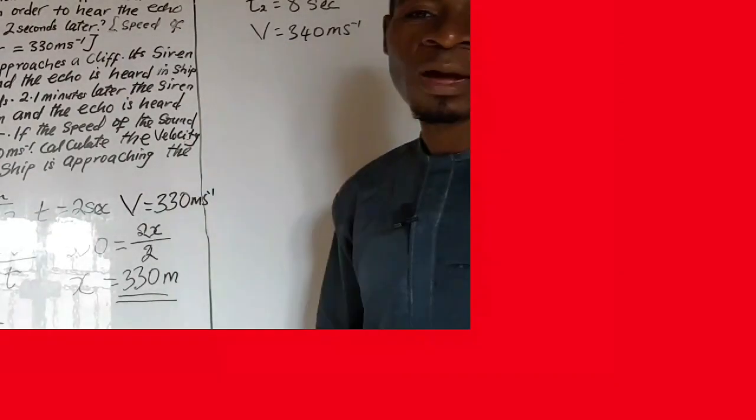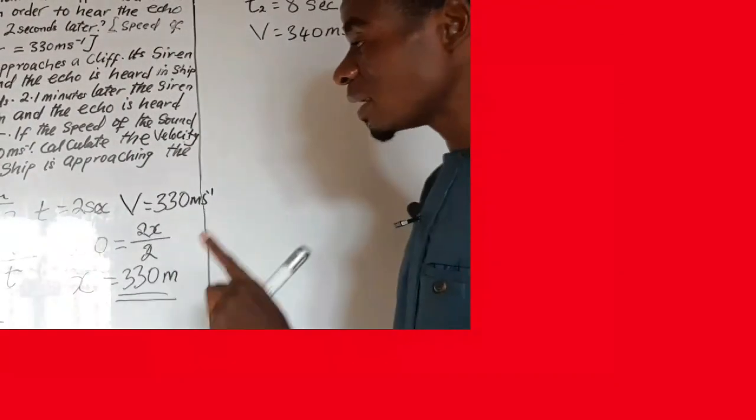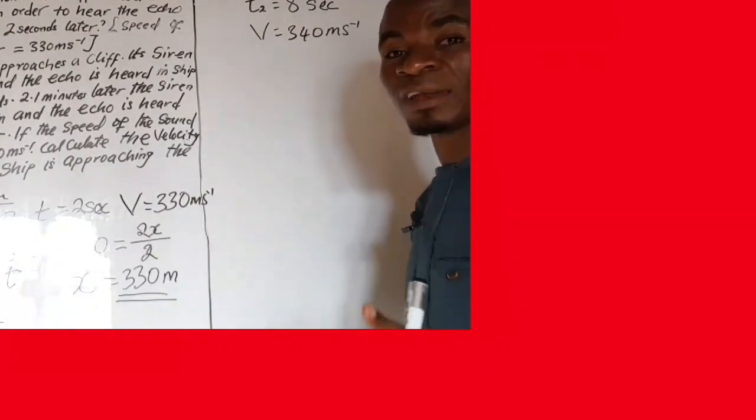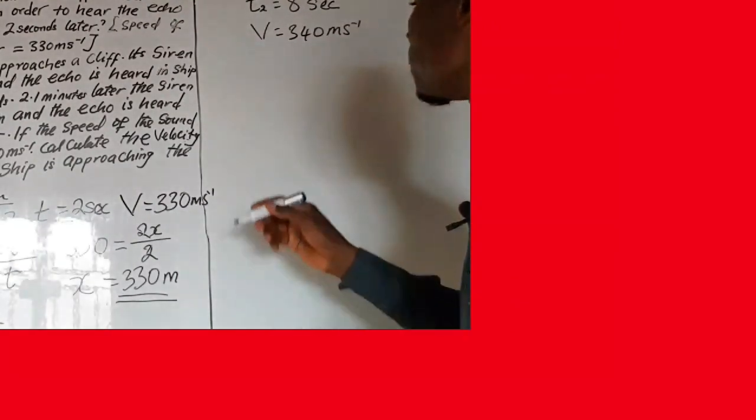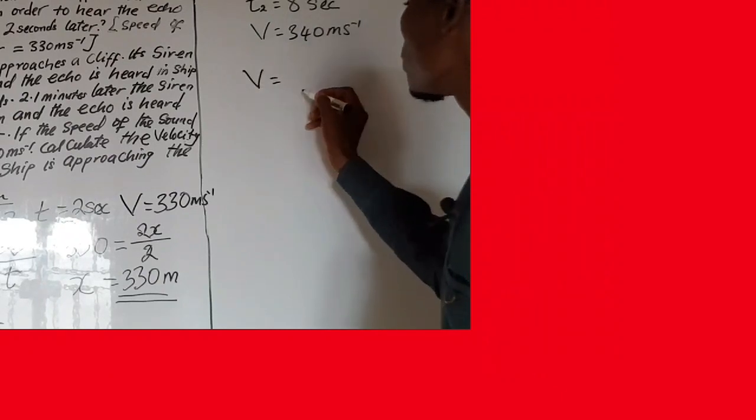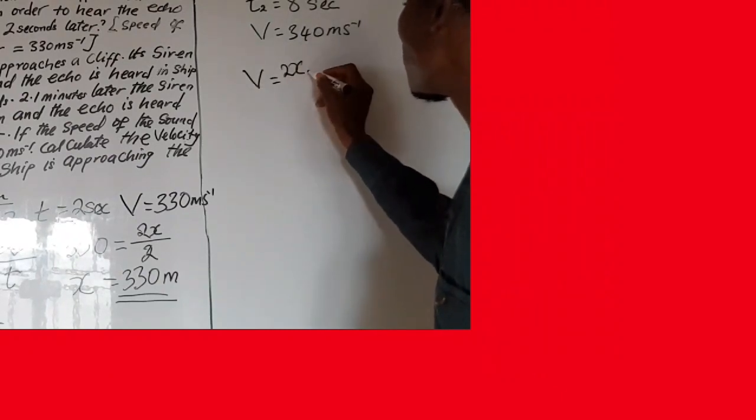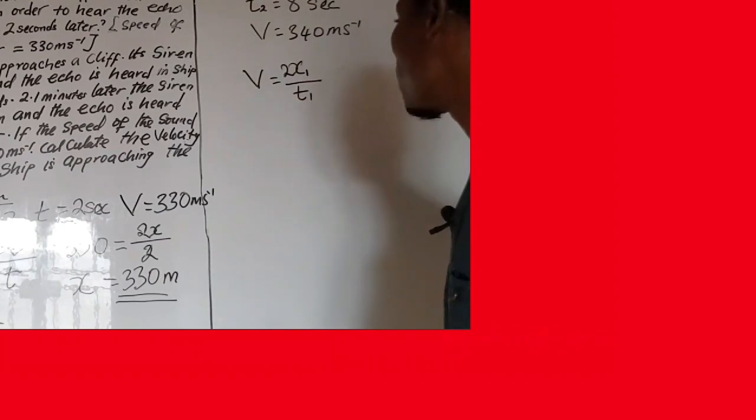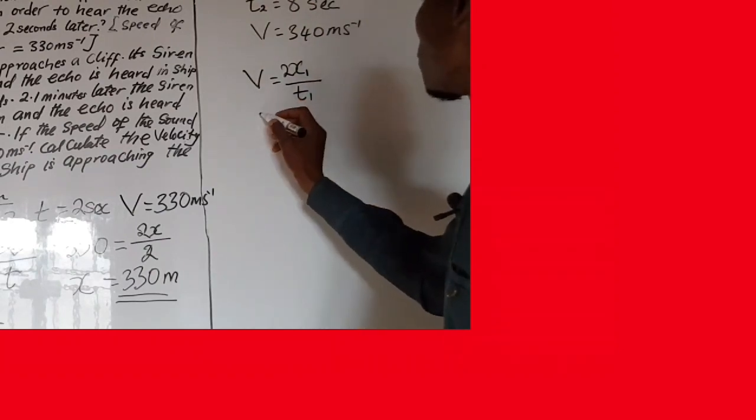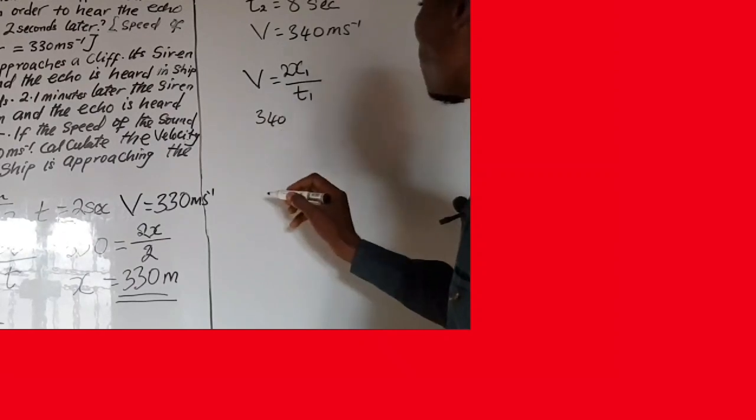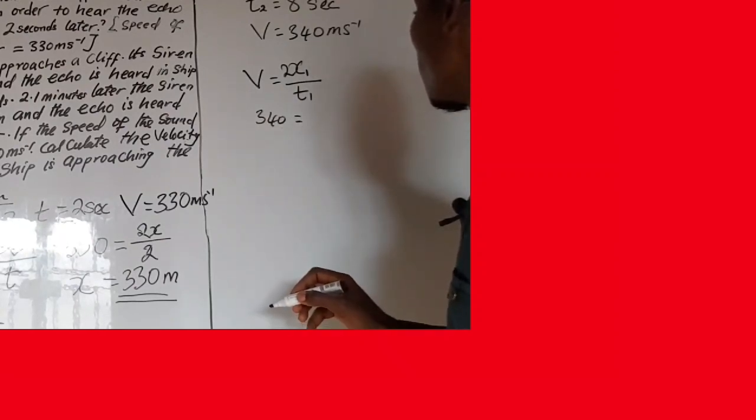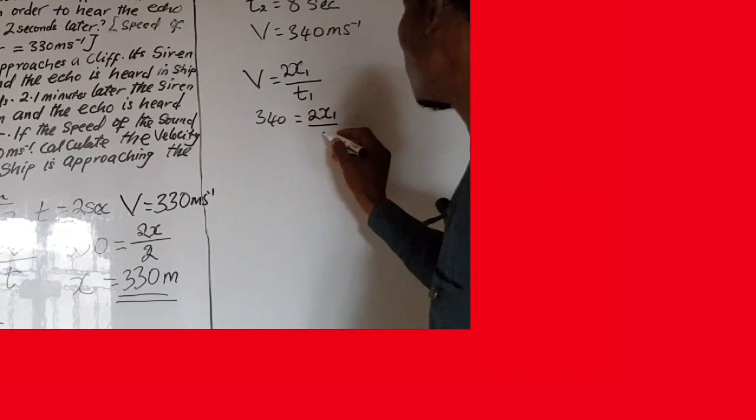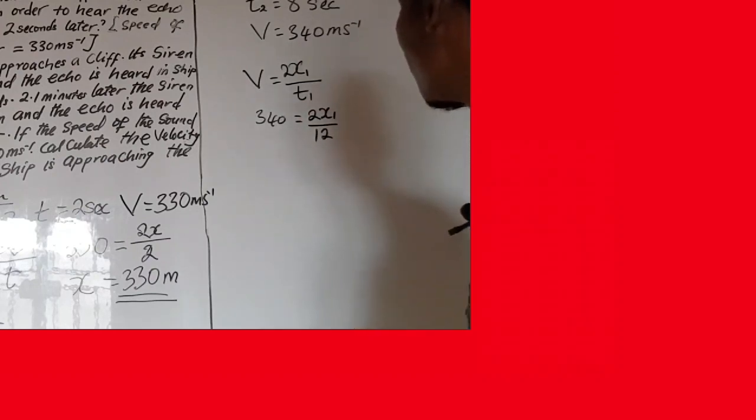So in this particular problem, let us use the formula that we deduced earlier to solve for x1 and then x2. We can now find the difference, then calculate our velocity. Okay, so we know that v is equal to 2x1 over t1. Then we can substitute that the speed is 340, which will be equal to 2x1 all over the time t, which is 12. Okay, the time t is 12.